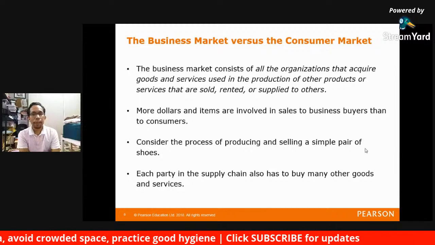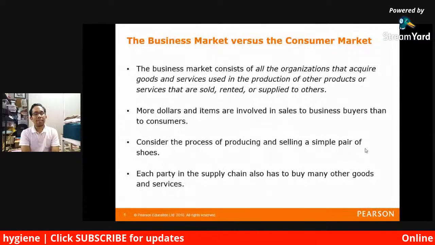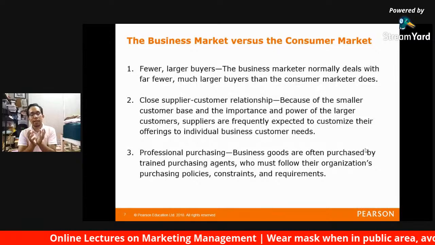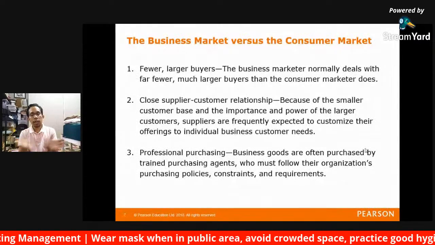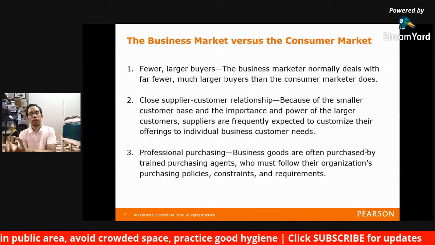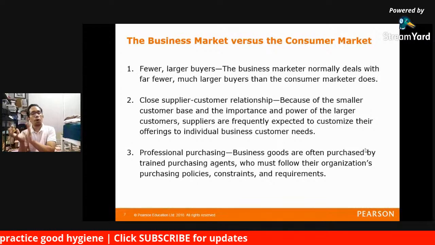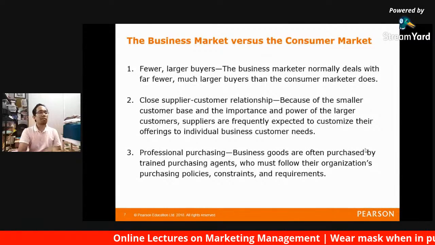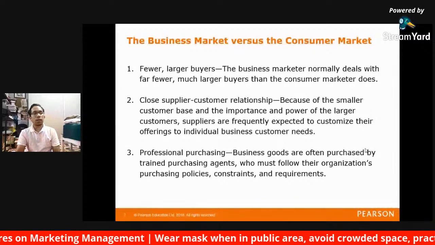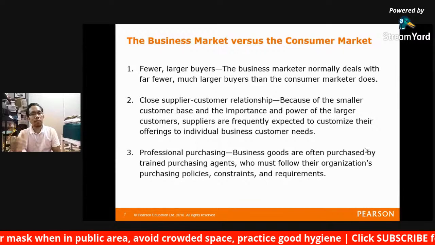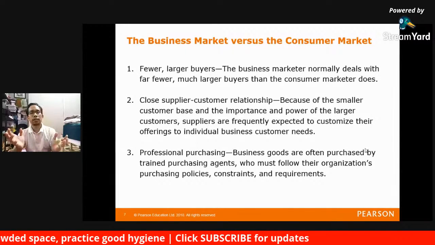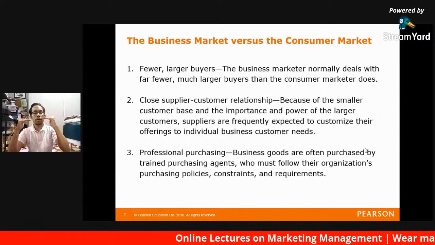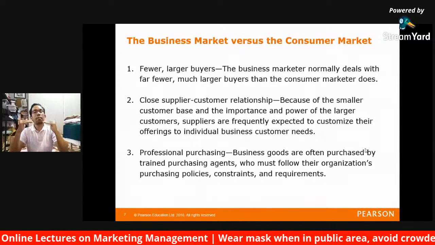Each party in the supply chain also has to buy many other goods and services, right? Because if an entity buys a good, you need other goods to combine together to become one new whole thing, or you want to buy lots of things to make sure your operation runs well. So the business market has fewer, larger buyers. Here the characteristic of a business buyer is that there are few in terms of numbers. You cannot make the number of consumers and business buyers the same.